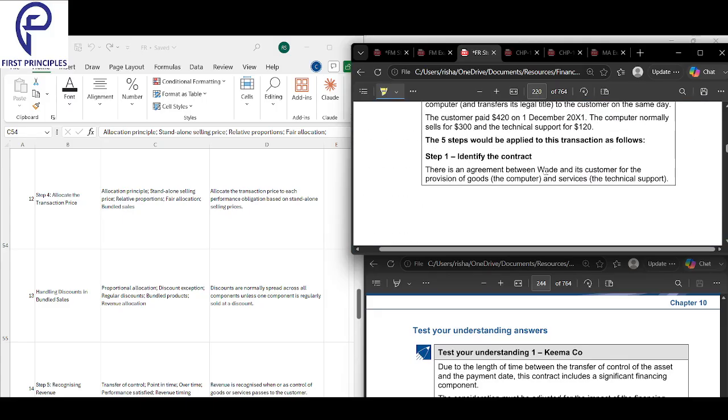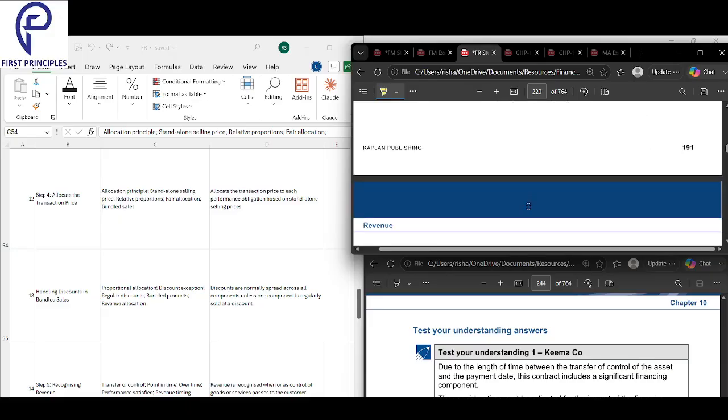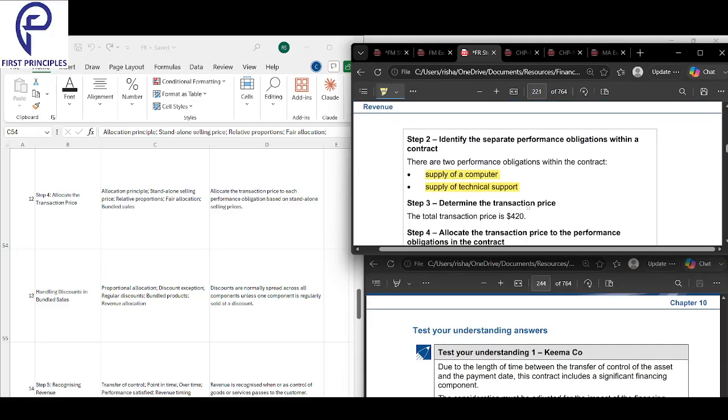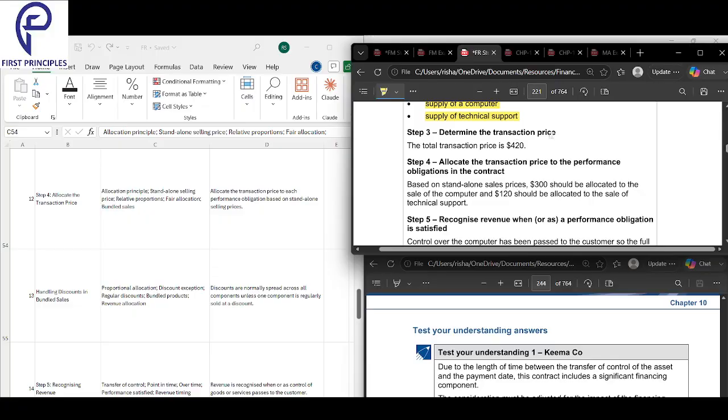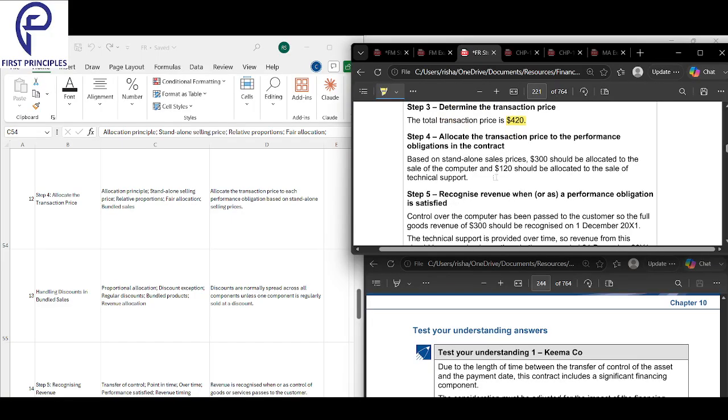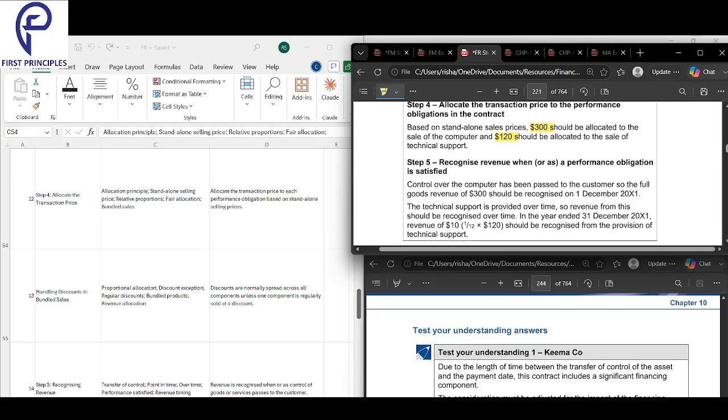First step, there's an agreement between Wade and the customer. So we have a contract here. And then there are two performance obligations. What are the two performance obligations? Supply of a computer, supply of technical support. Next, total transaction price is 420. This we finished step three. Step four is you are allocating the transaction price. 300 relates to computer, 120 relates to the supply of the technical support.